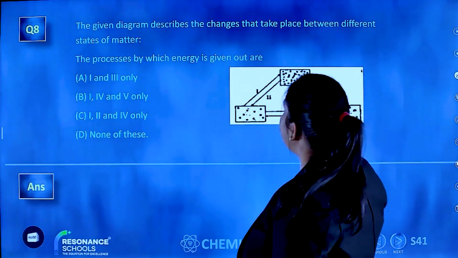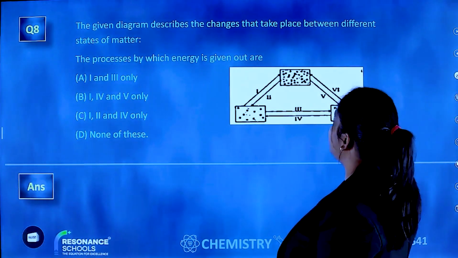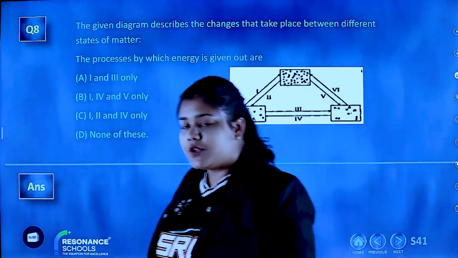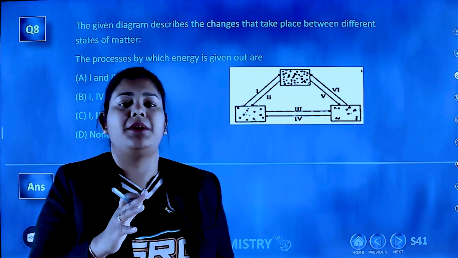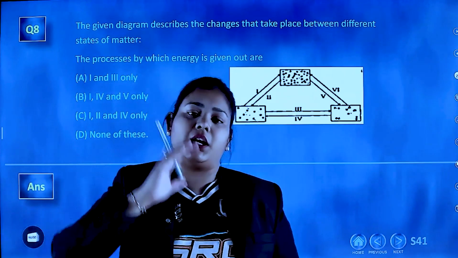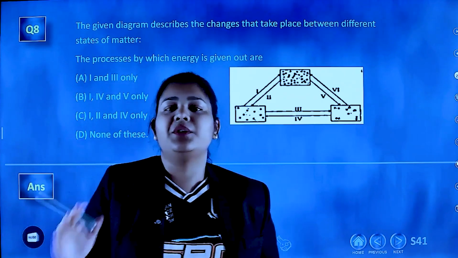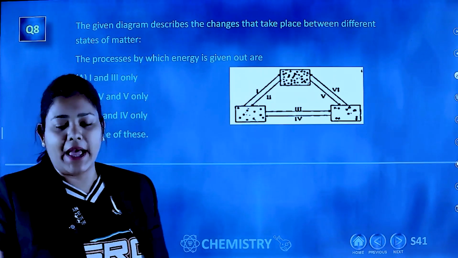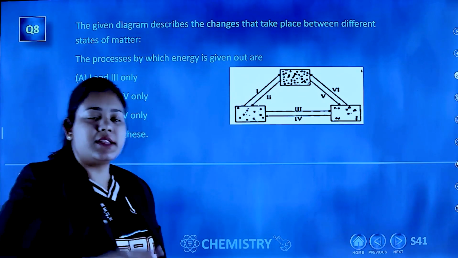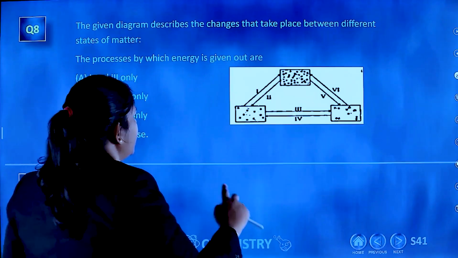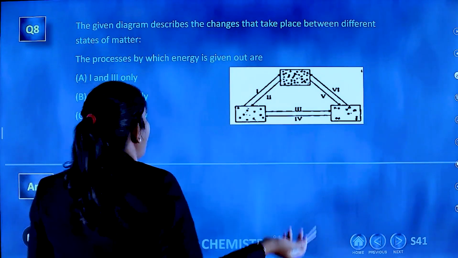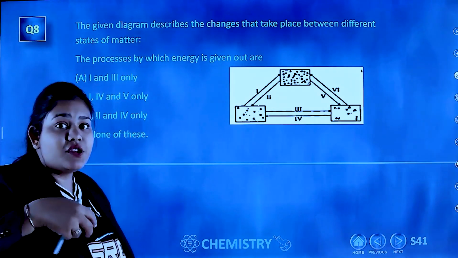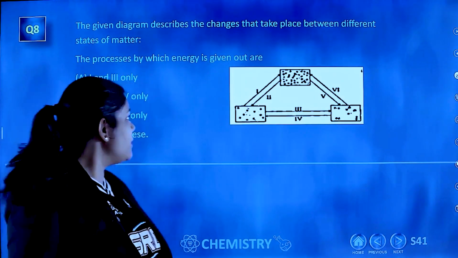The given diagram describes the changes that take place between different states of matter. Different states of matter are interconvertible. Interconvertible means solid can convert into liquid, liquid can convert again into solid, liquid to gas, gas to liquid, gas to solid, solid to gas. The process by which energy is given out: now what is the meaning? The energy will be given out.